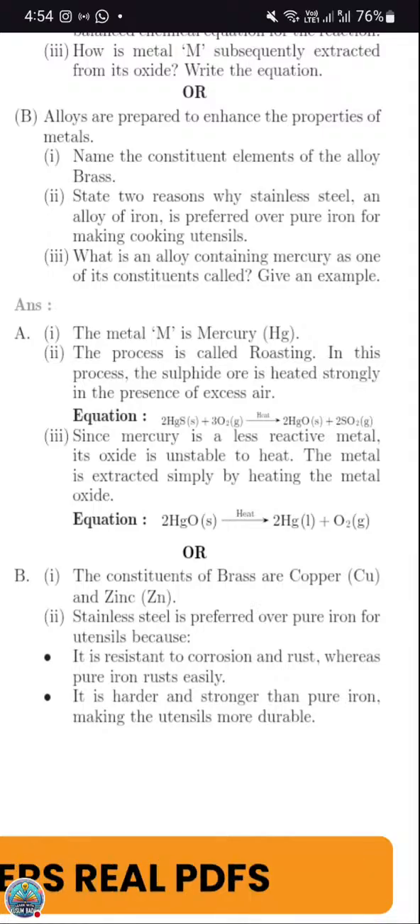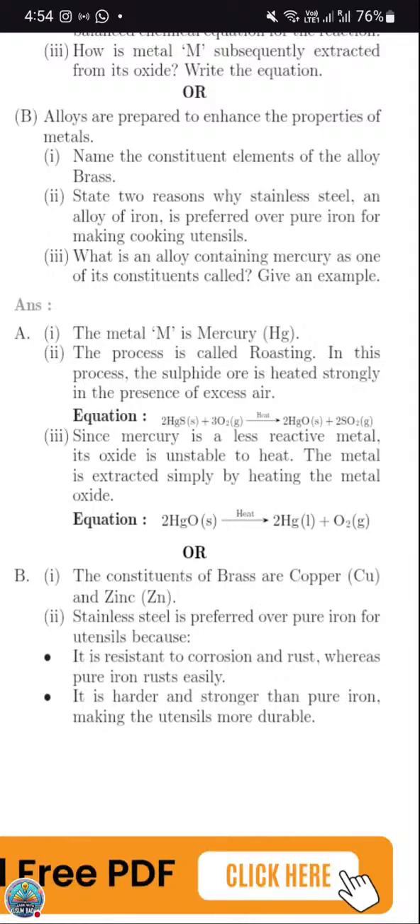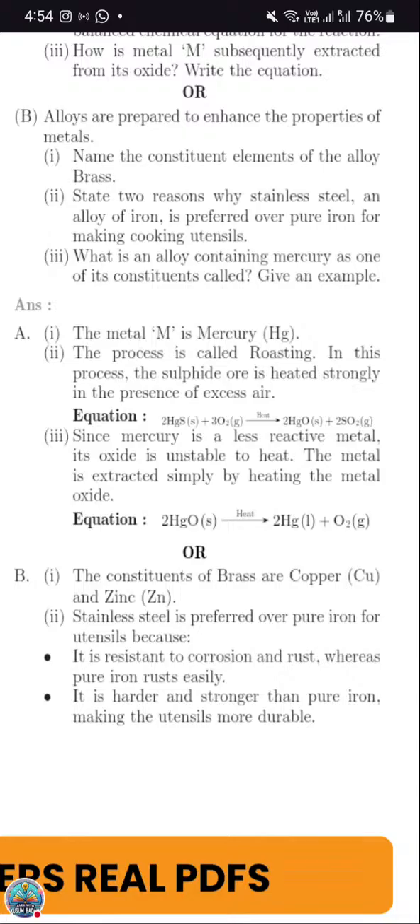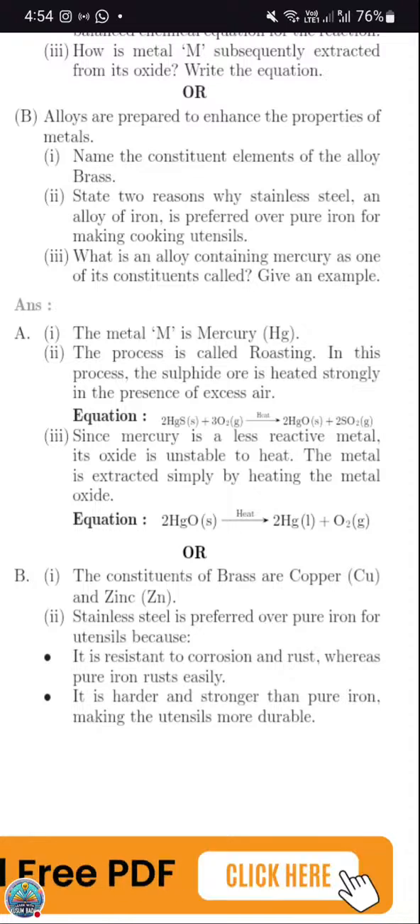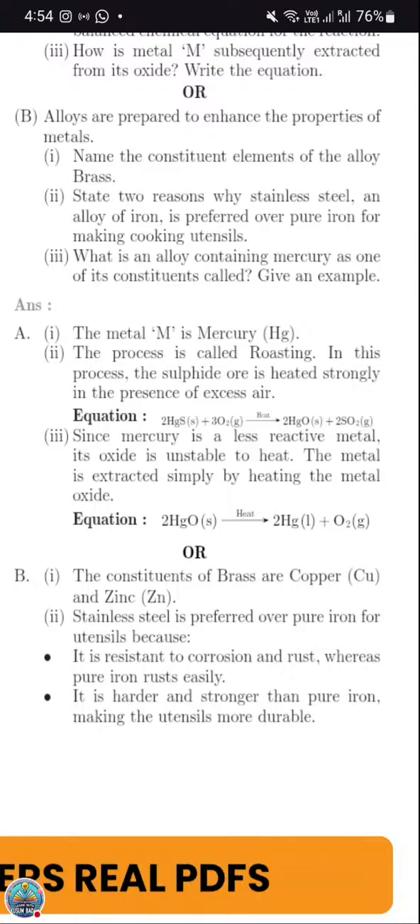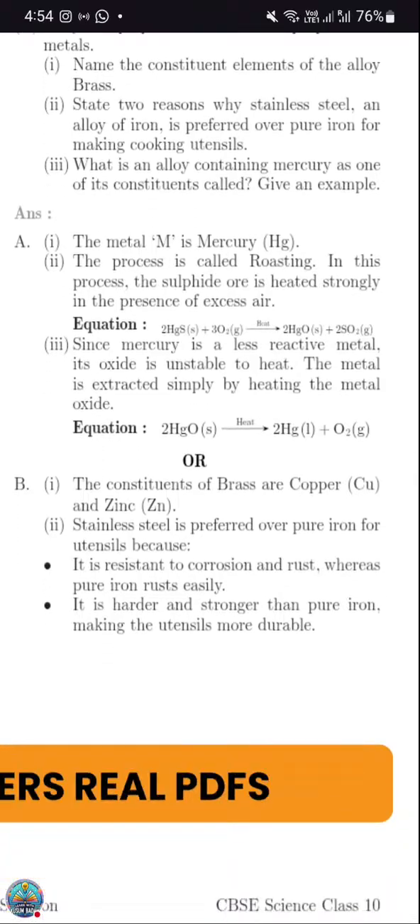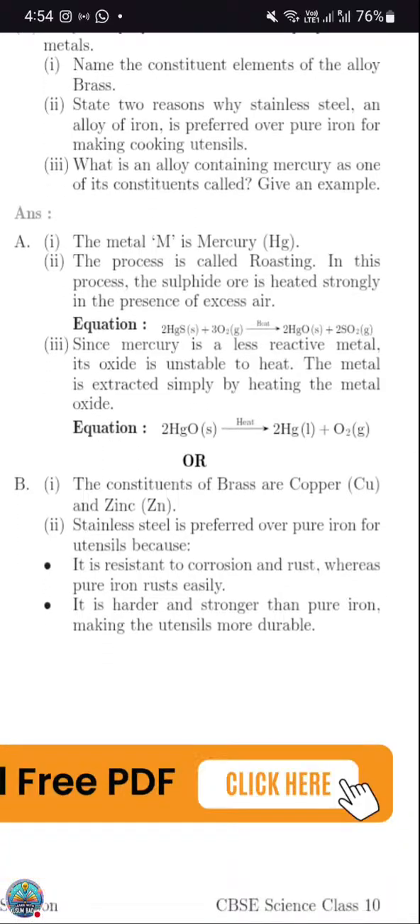Name the constituent elements of the alloy brass. We need to write what is present in brass. In the alloys section of the NCERT textbook, a few alloy combinations are given. Learn them perfectly. All the alloys, anything can be asked. We need to give the combination of brass. Constituents of brass are copper and zinc.